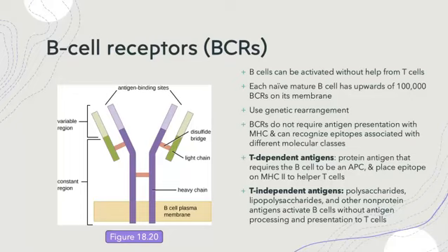Now, the type of antigen we have is going to determine which process we're going to go through as far as activating the B cell. Our T-dependent antigen is typically going to be a protein antigen that requires our B cell to be an antigen presenting cell and place that epitope on its MHC2 to then present to our helper T cells. Our T-independent antigens will include polysaccharides, lipopolysaccharides, and other non-protein antigens that can activate the B cell without antigen processing and presentation to those T cells.